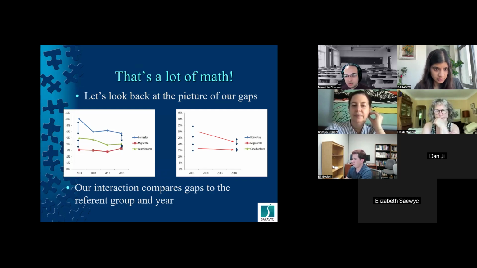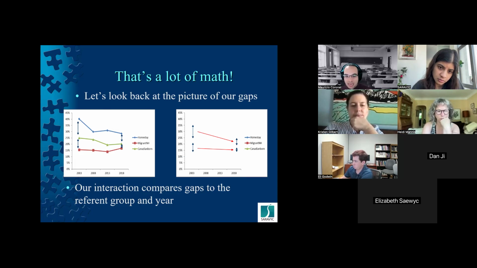So let's look at it with a picture. You remember the little vertical lines that we were comparing the gaps for the groups? Now we're comparing those gaps to each other. We're making a comparison of the year and the group, and we're comparing them to our reference. For this particular one, we're using 2018 as a reference, and Canadian born as a reference.